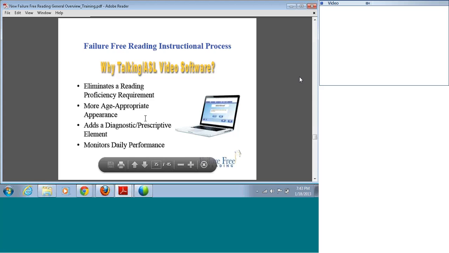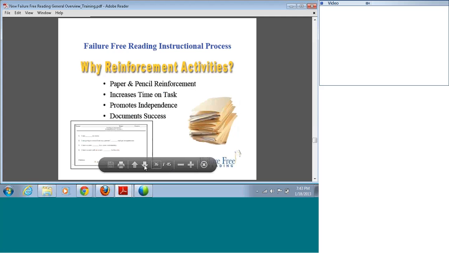Using the talking software, you get a more age-appropriate appearance. It does add a diagnostic prescriptive element, meaning we can do the tests and the assessments using that resource, and it monitors daily performance. Students are going to get feedback. They're going to get reports on a daily basis because of the availability of the talking software.